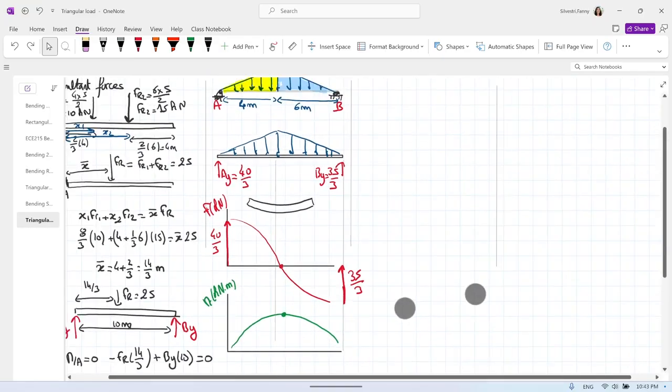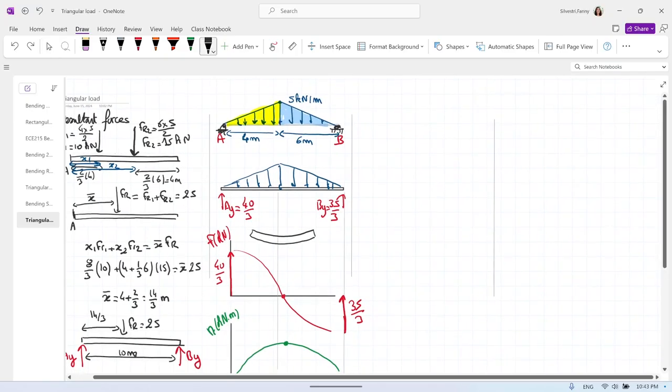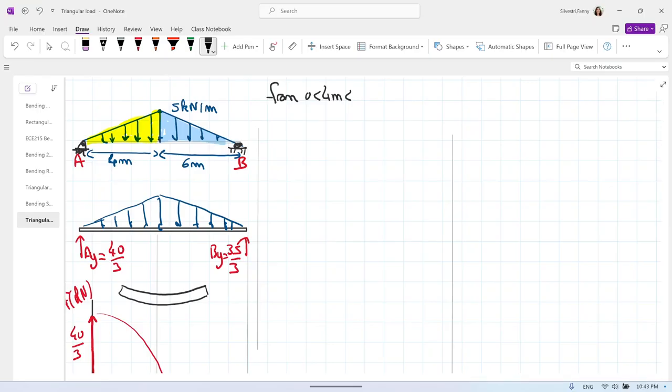So what we can do to draw those diagrams and find the equations very precisely is split our beam in two, and write the equation twice. We will do from 0 to 4 meters, x from 0 to 4 meters, because we can find the function of that triangular load from 0 to 4, and we will do from 4 to 10 meters at the end.